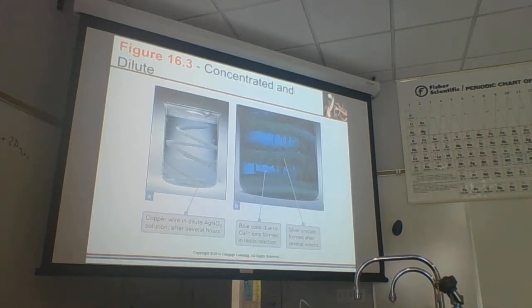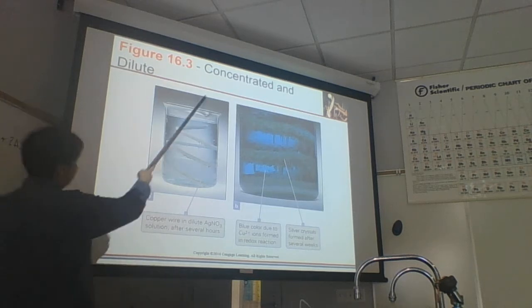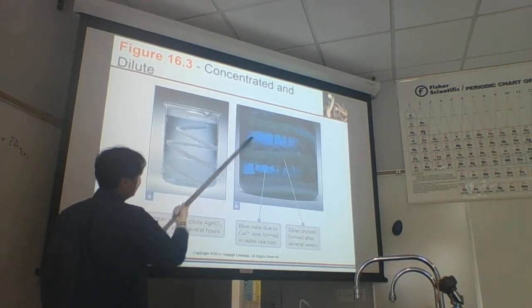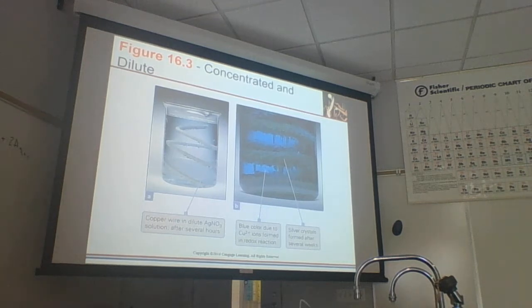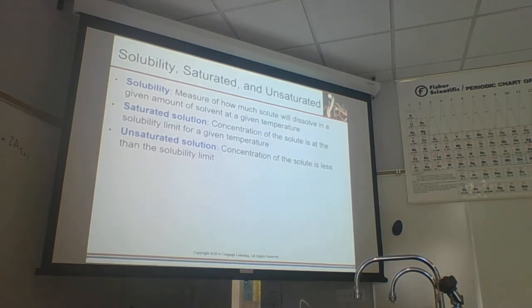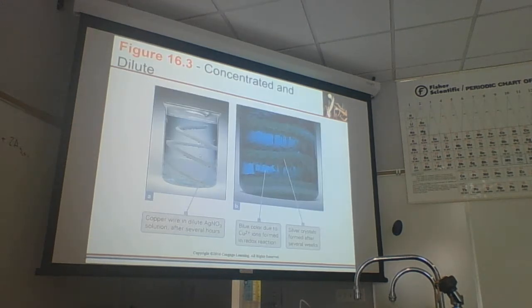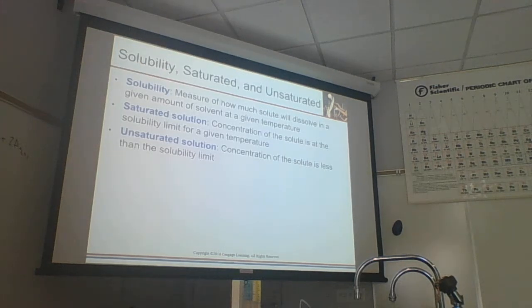So, the point of this slide is concentrated versus dilute. So, I think most people know, like concentrated lemonade versus dilute lemonade. Easily solve the difference there. But since they're doing a redox reaction, I wanted to talk about the redox chemistry happening here. Well, how concentrated can it get? Can it get infinitely concentrated?